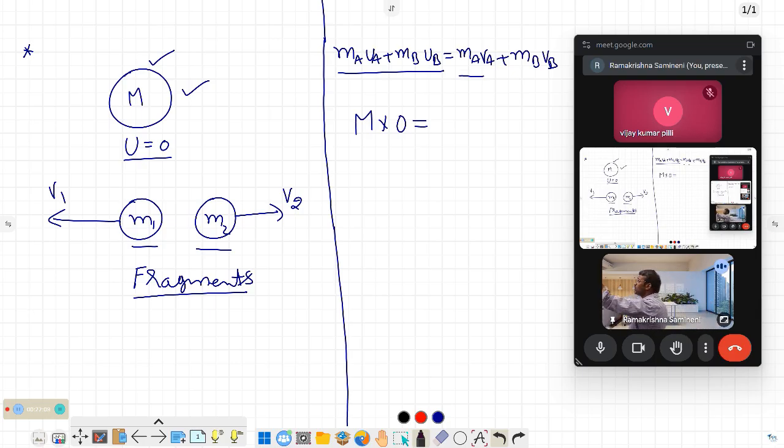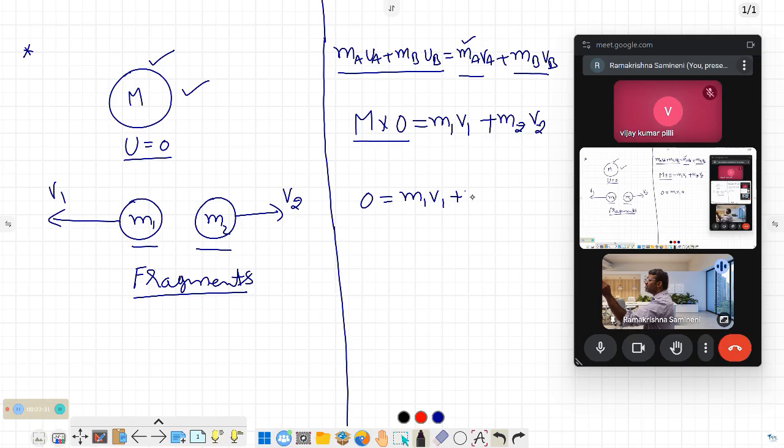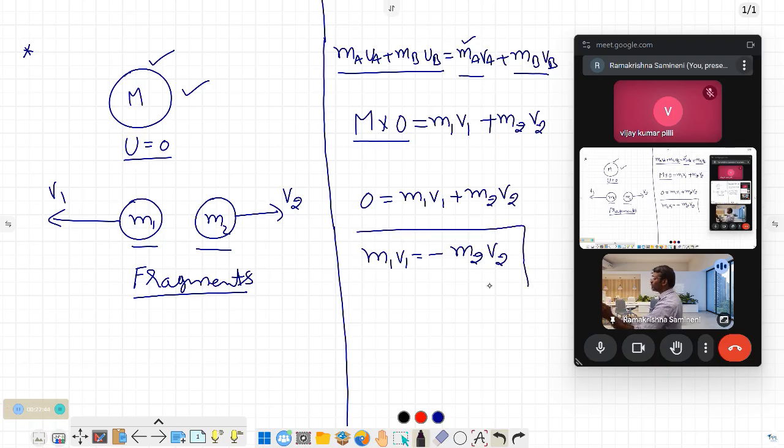After that, it becomes two pieces. The first one, m1, speed is v1. Next, the second body is m2, speed is v2. So using this, m into 0 is anyway 0 totally. So 0 is equal to m1 v1 plus m2 v2. From this I can write m1 v1 is equal to minus m2 v2. This is the equation you are going to take.